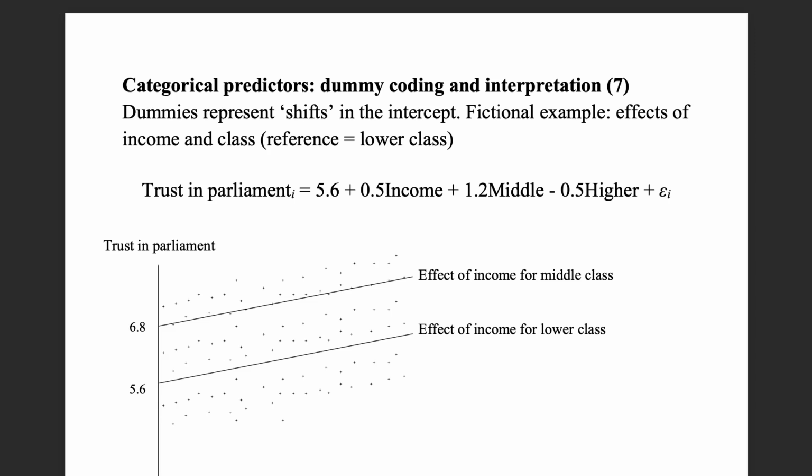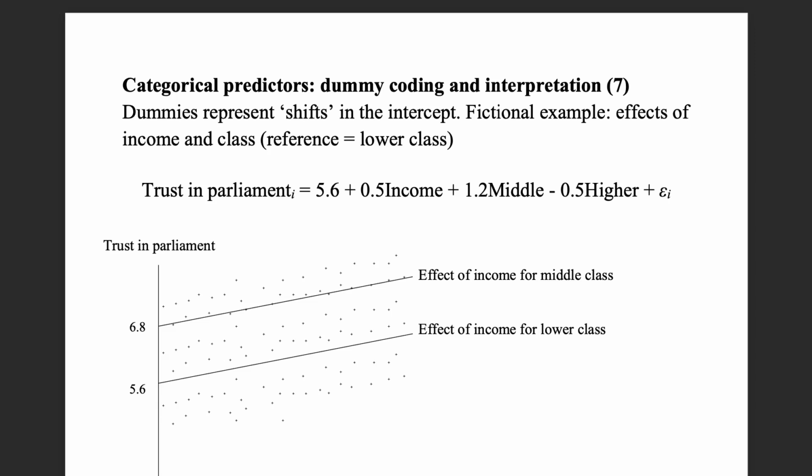But for the middle class people, we also need to take into account the regression coefficient that we found for the middle class dummy, which was in this example 1.2. And we know that for those people in the middle class, they score a 1 on the middle class dummy. So for them, we can add 1.2 times 1 to the predicted value. In other words, we are shifting up the intercept of our regression equation from 5.6, which was the intercept for the lower class people, by 1.2 points. Well, 5.6 plus 1.2 works out to 6.8.